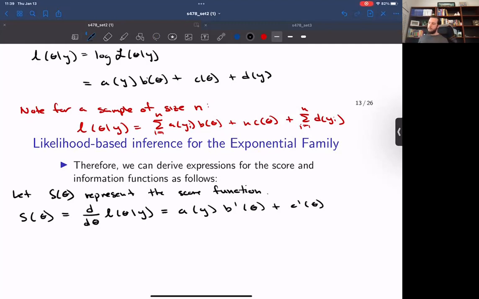Okay. And then effectively what we do to maximize the likelihood is we set the score function equal to 0 and we solve for theta. And we're going to see some examples of this later on.